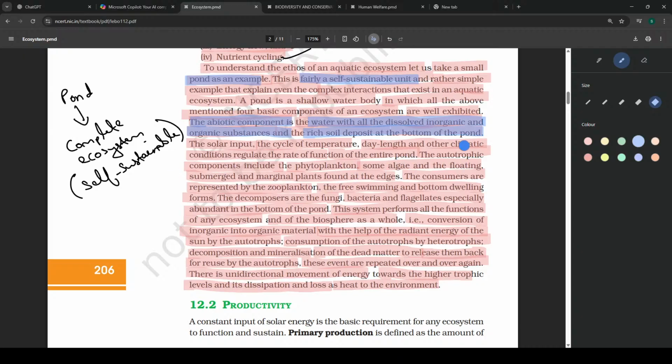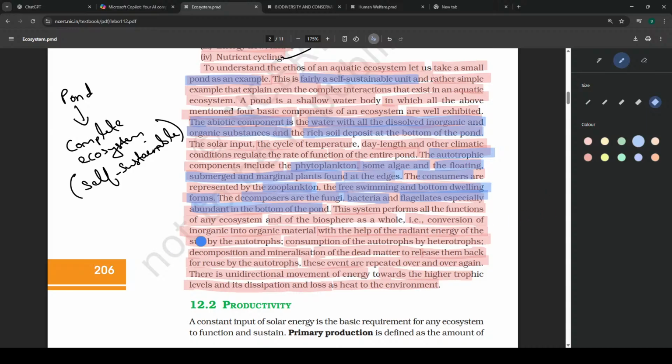The autotrophic components of a pond ecosystem are phytoplankton, algae, floating, submerged, and marginal plants found at the edges. Consumers are zooplankton. What are they? Free swimming and bottom dwelling forms. Decomposers are fungus, bacteria, and flagellates, abundant at the bottom of the pond. Where are the bacteria and flagellates present? They are abundant at the bottom of the pond.